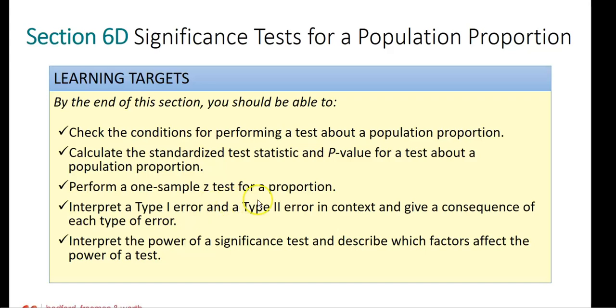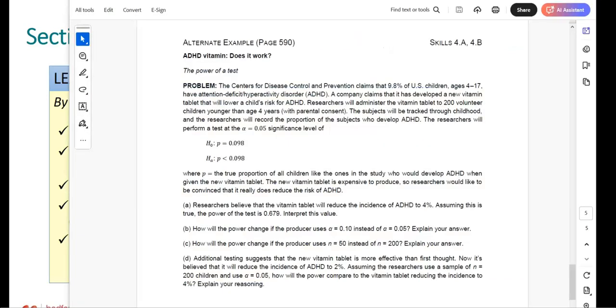Wow, that's tough on the brain, isn't it? So see if there's a couple examples here we can do. Okay, let's just do this example.